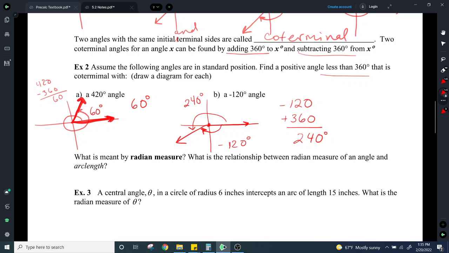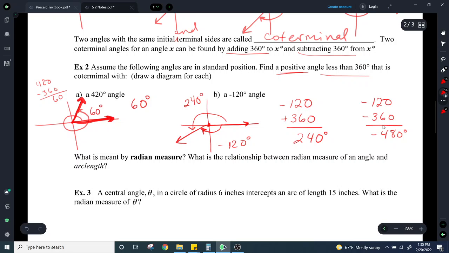I could have subtracted. I could have said negative 120 minus 360, which would have been negative 480. If I were to draw negative 480, that would also be coterminal with the original angle, but they specifically asked for one that was positive. So I added 360 instead, and I got a positive angle of 240. That would be coterminal with the original angle, okay?